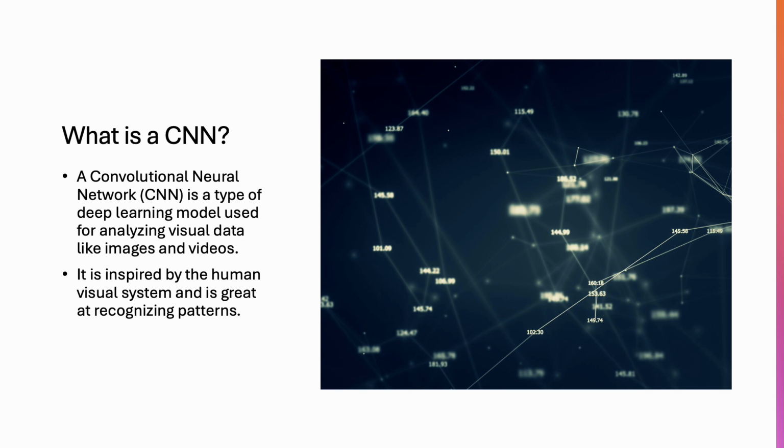First, let's start with the basics. What exactly is a convolutional neural network? A convolutional neural network, or CNN, is a type of deep learning model that's really good at analyzing visual data like images and videos. Think of it as a super smart system that can recognize patterns just like how our brain processes what we see. For example, it can look at a picture of a cat and say, "Yep, that's a cat," right?